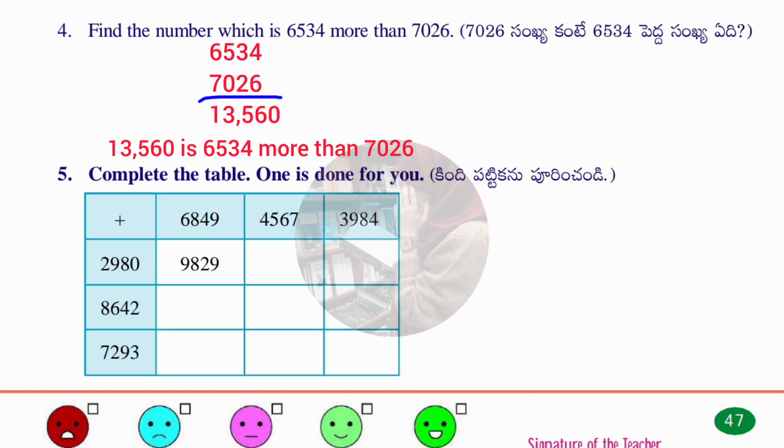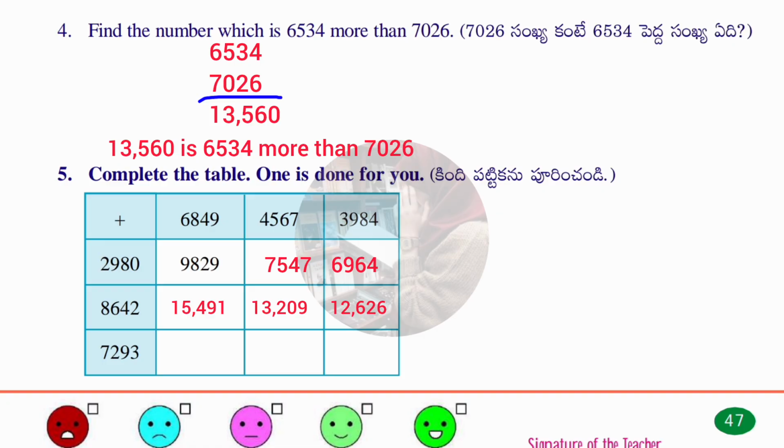Okay, so next, 2980 plus 4567 is equal to 7547. Next, 2980 plus 3984 equal to 6964. Next we have to take the second row and first column. 8642 plus 6849 is equal to 15,491. Next, 8642 plus 4567 is equal to 13,209. Next, 8642 plus 3984 equal to 12,626. Okay, next the last one.